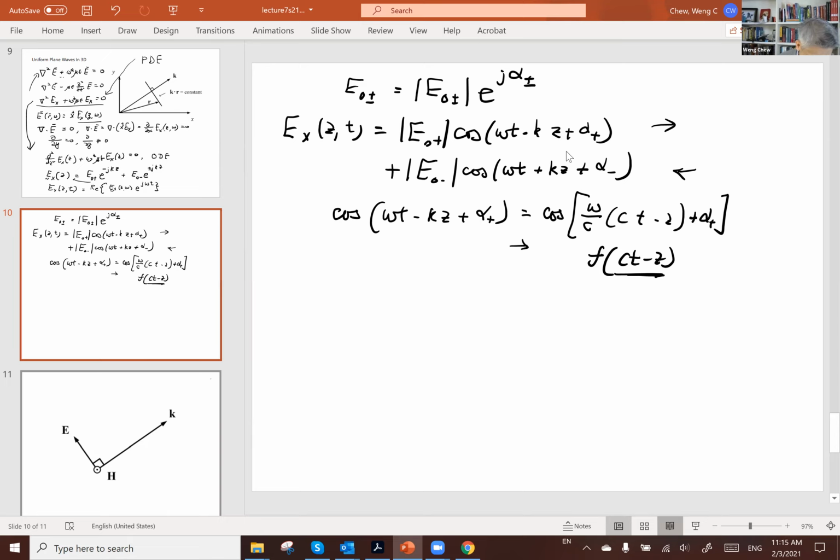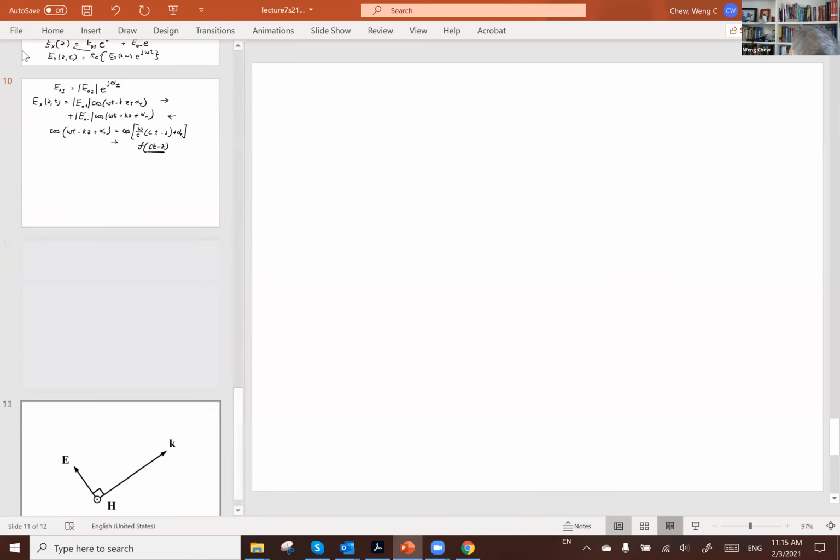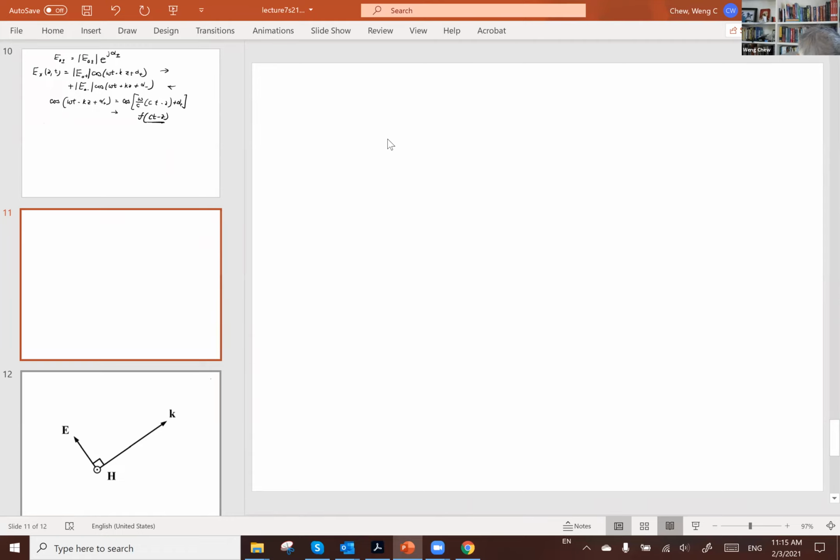I'd like to use the last 5 minutes to describe the uniform plane wave. Let me use a new slide. In the case of a uniform plane wave, we solve the vector Helmholtz equation in its full glory. We will not make simplifications, no mincemeat. So we solve the vector Helmholtz equation in its full glory. It will look something like this.